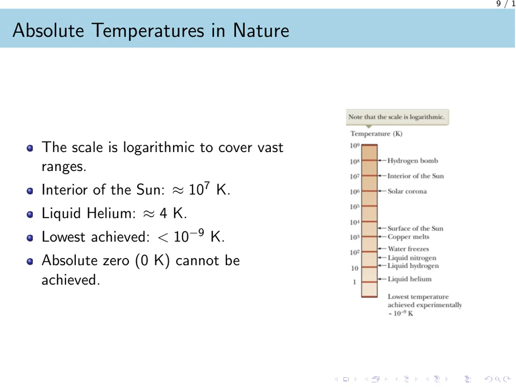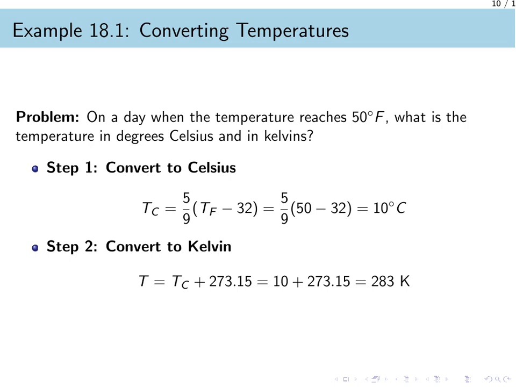On the lower end, liquid nitrogen exists at 77 kelvins, while liquid helium is near 4 kelvins. While the absolute zero of 0 kelvins can never be reached, scientists have achieved temperatures lower than 1/1000th of a Kelvin in laboratory experiments. Let us look at a practical conversion example.